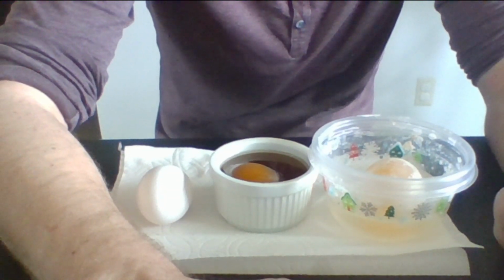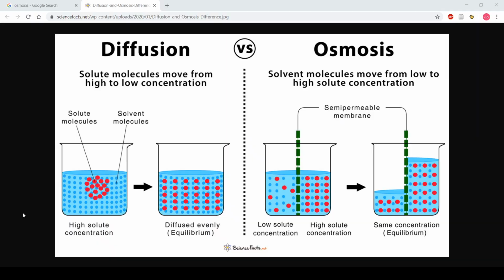So I'm going to quick jump over here. You may have heard these terms before, diffusion and osmosis. They are different things. If we stick a bunch of salt in water, and then that salt spreads out, that's diffusion because the salt is moving. Osmosis is when the water moves.